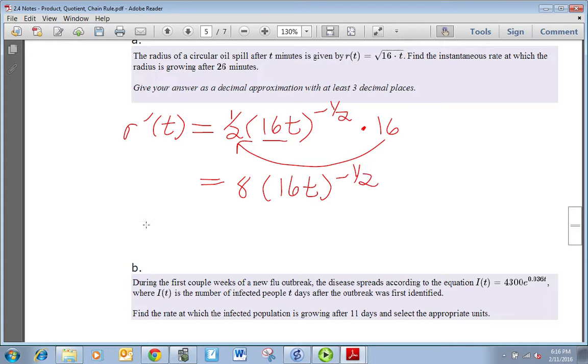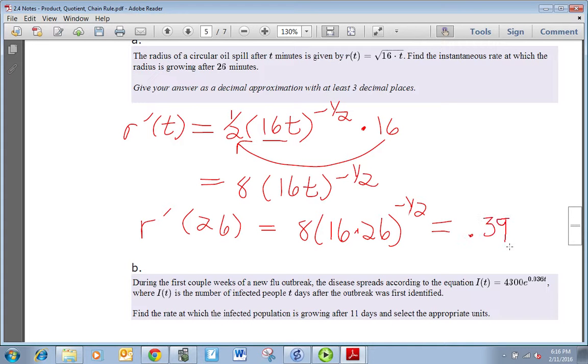And then we plug in 26. So 8 times 16 times 26, all to the negative 1/2, is 0.392.